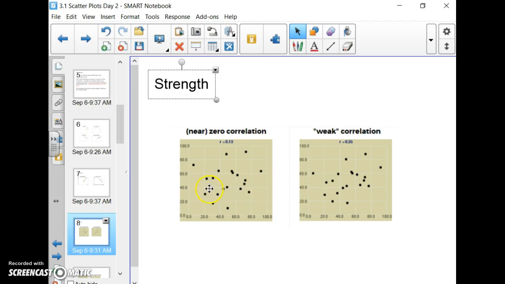So this one, you can clearly see that things are all over the place. There's no clear shape. It's not really forming any lines or anything. So you can make an argument here that it's positive or negative because, again, it's all over the place.